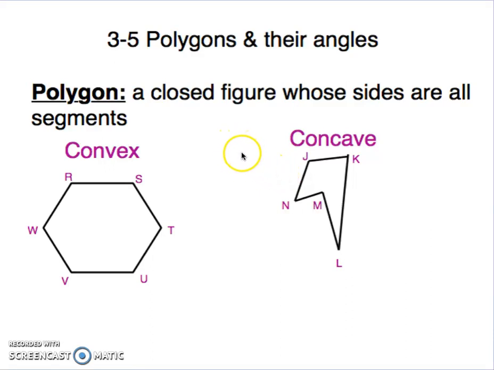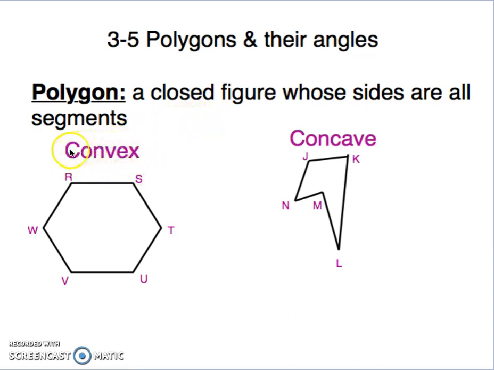These are our notes on section 3.5, polygons and their angles. A polygon is a closed figure whose sides are all segments. Some polygons you know of are squares and triangles. These are all closed figures where their sides are all segments.